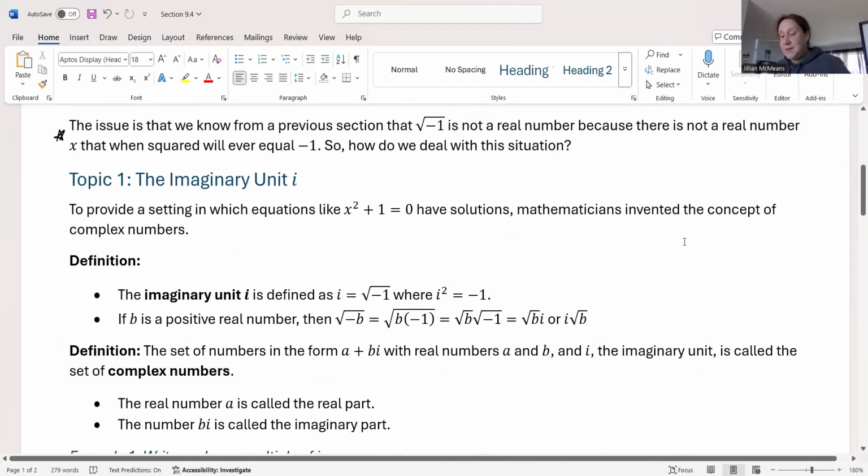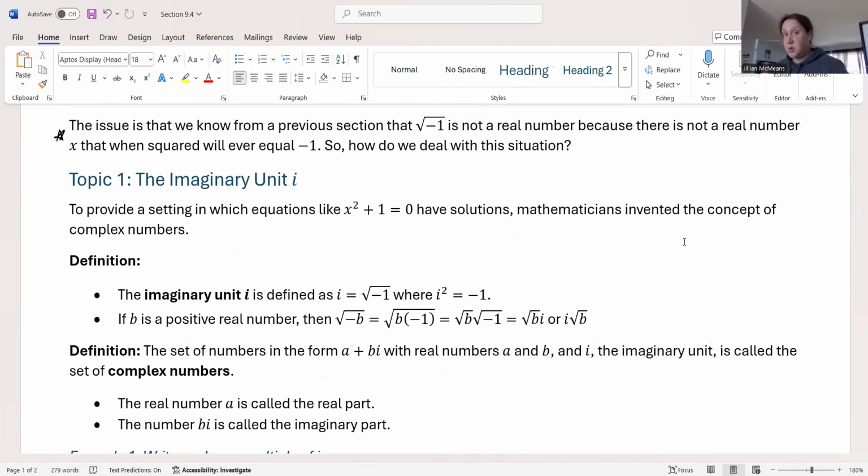To provide a setting in which equations like x squared plus 1 equals 0 have solutions, mathematicians have invented this concept of complex numbers. Now, we're not going to dive deep into complex numbers at all. You'll probably go deeper into that when you get to pre-calculus. We just want to talk about how to deal with the square root of a negative.